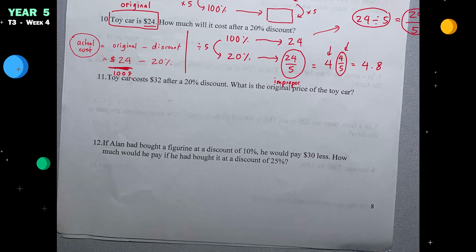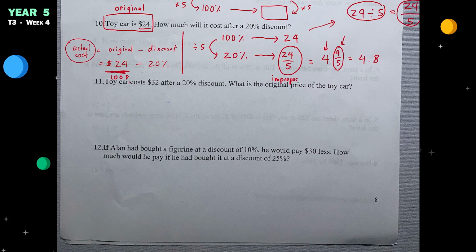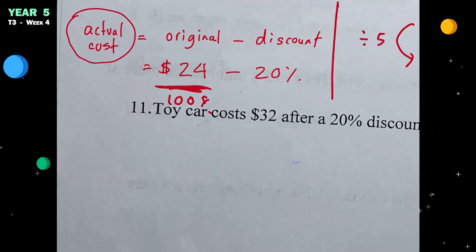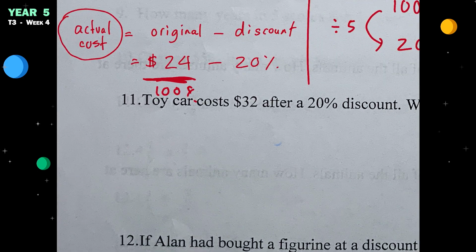Now the question is, okay, so 4.8. Let's go back to the question. So we want to find our actual cost. That means $24 minus what? We just figured out what 20% is now, and that is $4.80.